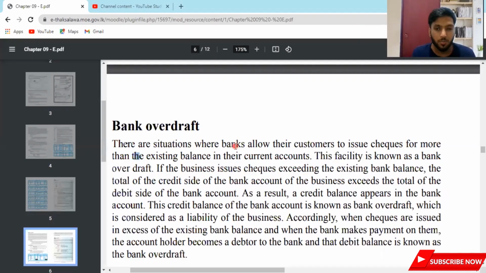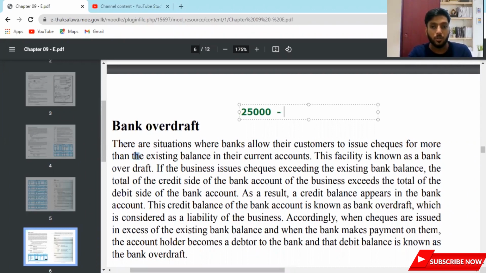What is bank overdraft? Bank overdraft is very easy for you to understand. Bank overdraft is where the bank has allowed the customers to withdraw cash more than the credit limit, or more than the amount which the customer has in the bank. For example, if a customer has maybe 25,000 on his debit side, that's the money the customer is actually having. But sometimes the customer can withdraw cash more than the money he has in his bank account.